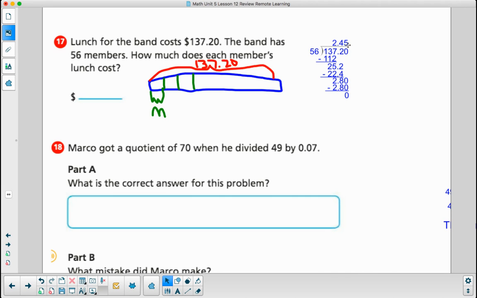I believe there's 5 hundredths of 56 in 280, and when I went 5 hundredths multiplied by 56, I got 2 and 80 hundredths. When I subtracted, I had nothing left. So my quotient is 2 and 45 hundredths, and my answer is, how much does each member's lunch cost? $2.45.